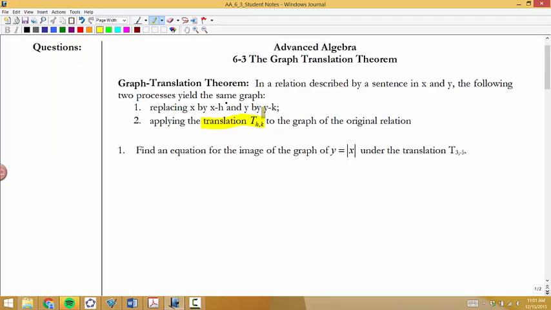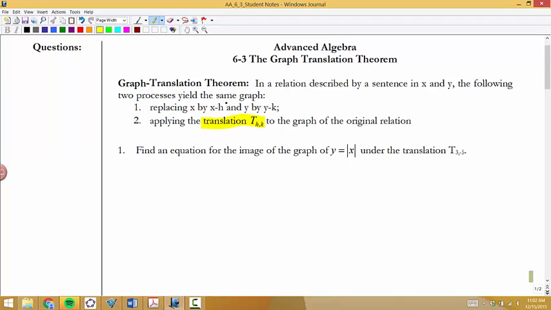Now thinking back to geometry, when we did a translation of h, k, this first number h told us how much we were going to change our x value. Or in other words, if it's positive, we're going to move it to the right. If it's negative, we're going to move it to the left. And the k value told us how much we were going to move our graph vertically, either up if it was positive or down if it was negative. So that's what the graph translation theorem does.